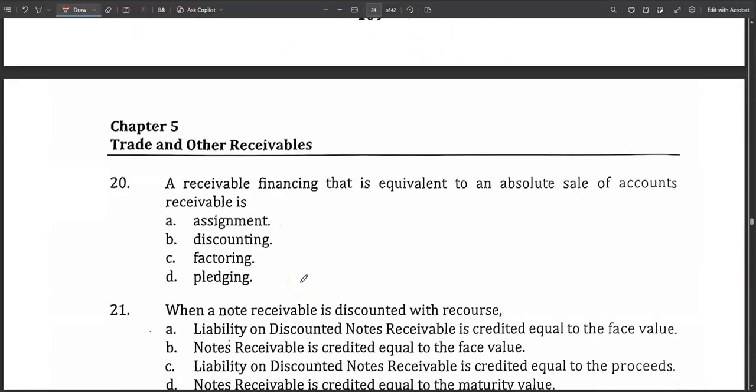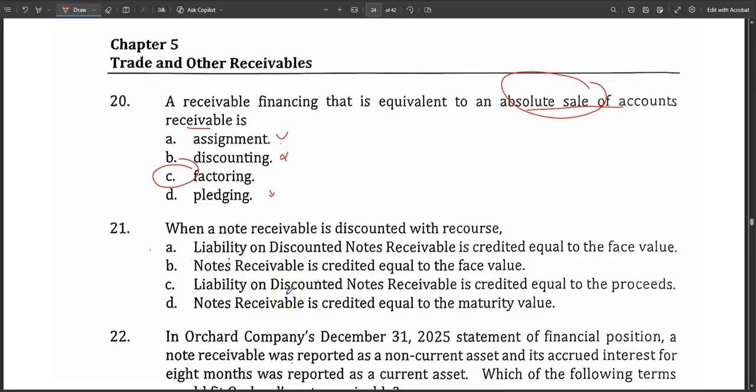For 20, a receivable financing that is equivalent to an absolute sale of the accounts receivable is what we call factoring. That is the only one. This one is not, this one is not, this one is not. So therefore, only C is the correct answer, because in factoring, this is a sale of AR without recourse. Take note of that. Basically, factoring is without recourse.